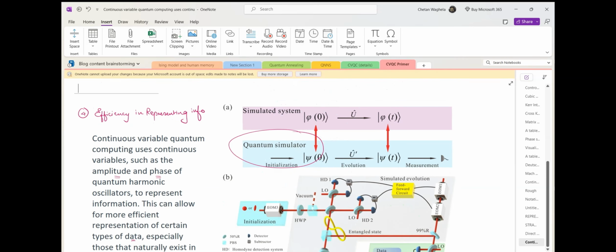Now, there could be many other advantages of using continuous variable quantum computing, and there could be some disadvantages too. I don't intend to list everything in this particular video, but I think whatever is listed till now is motivation enough for the beginner, or the person who doesn't know about continuous variable quantum computing, to start learning about this computing paradigm.